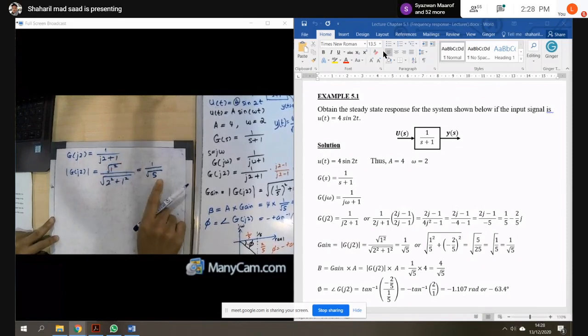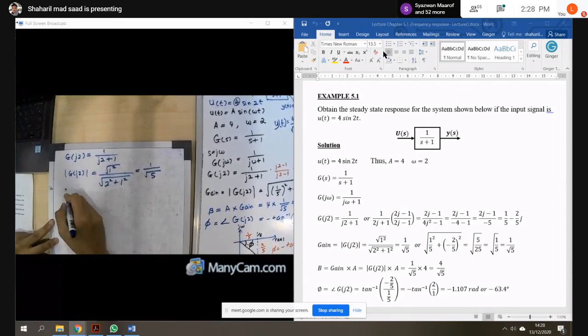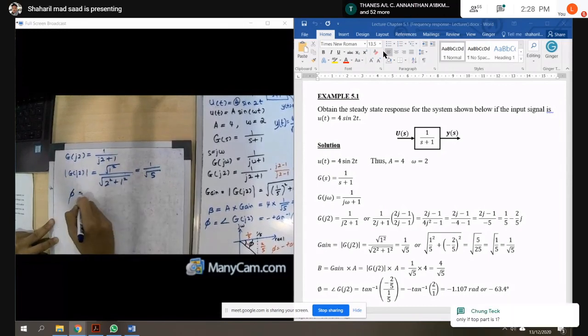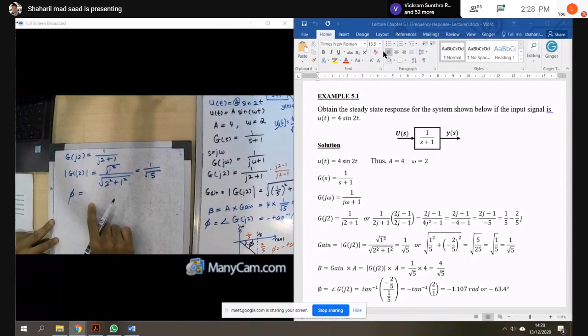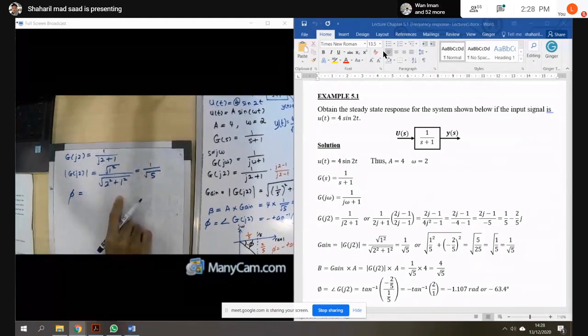All right, simple. How to find the phase angle, or P? Only for the top one, okay? Only for the 1 over something.